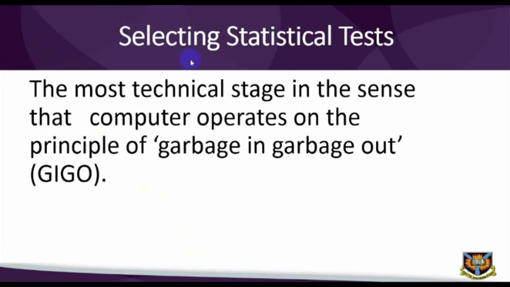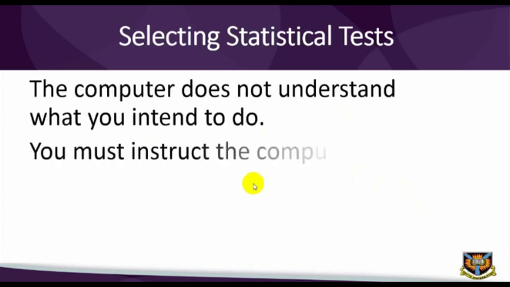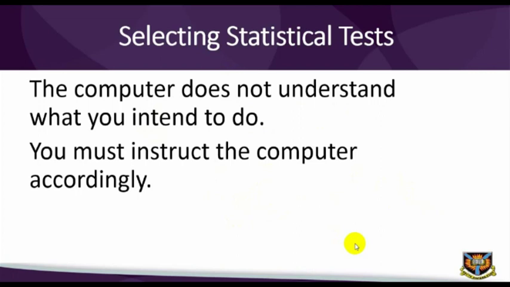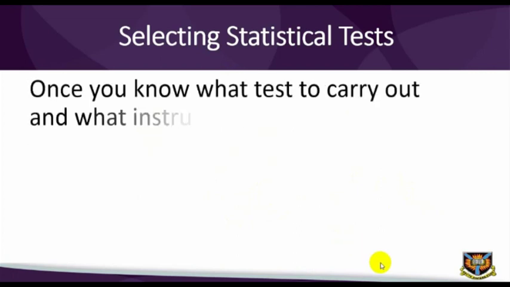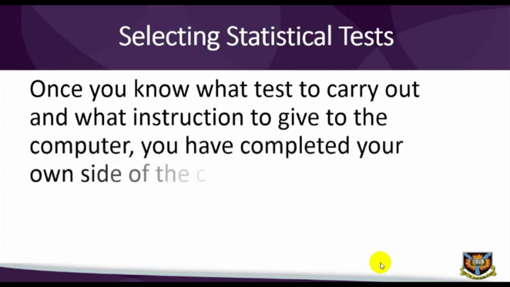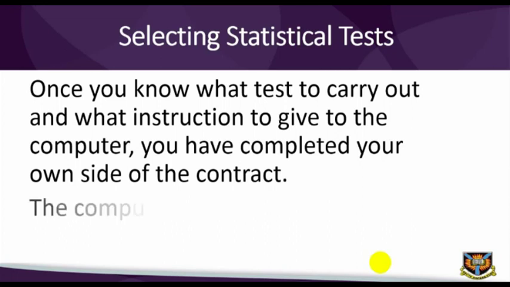Selecting statistical test. This stage is the most technical stage in the sense that the computer operates on the principle of garbage in, garbage out, GIGO. The computer does not understand what you intend to do. You must instruct the computer accordingly. If you desire to run a t-test analysis but you wrongly click on regression, you will get a wrong output. This is why we emphasize that a good knowledge of what statistical test you wish to carry out in order to test your hypothesis is very important. This must be decided even before you sit in front of the computer.